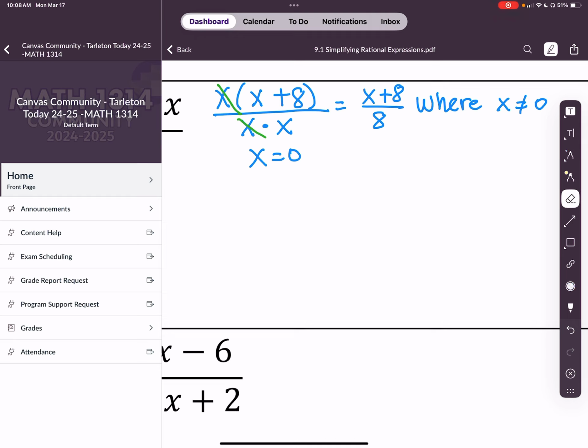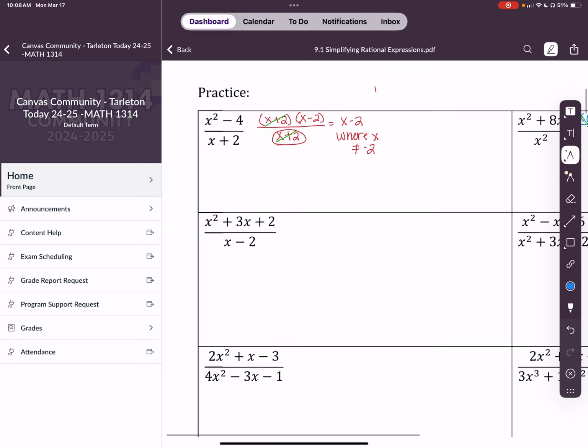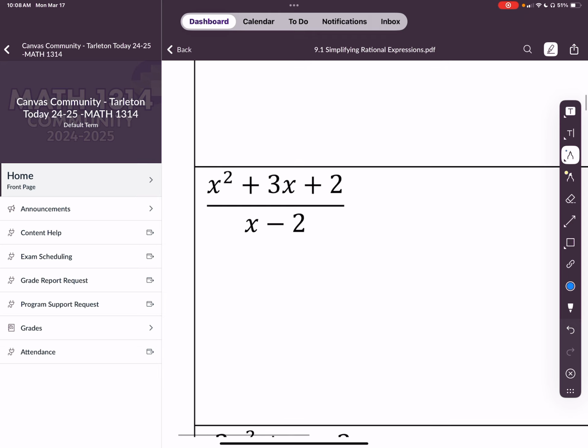Oh, I just realized I miswrote something. I'm sorry. This should be x plus 8 over x. Excuse me. Okay. All right. Let's go into this one.